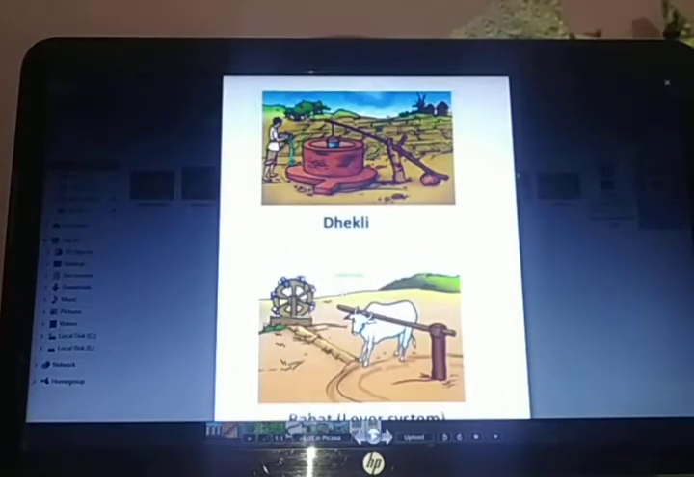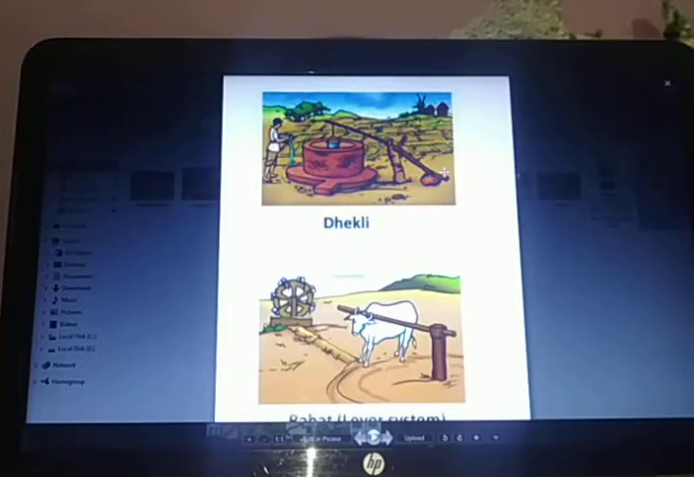Okay, now you can see this third type, dhekli. Dhekli is one type of pulley system. It has even been made from natural things. The stem of a plant, a tree, is here, and it has been pulleyed with a branch of a tree, and on one side it has a bucket. This bucket is going to take out the water from the well, and the farmer is going to put it in the field.